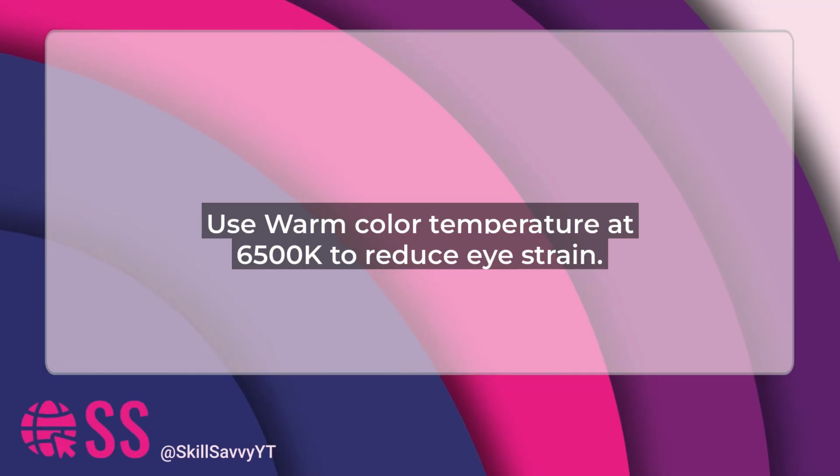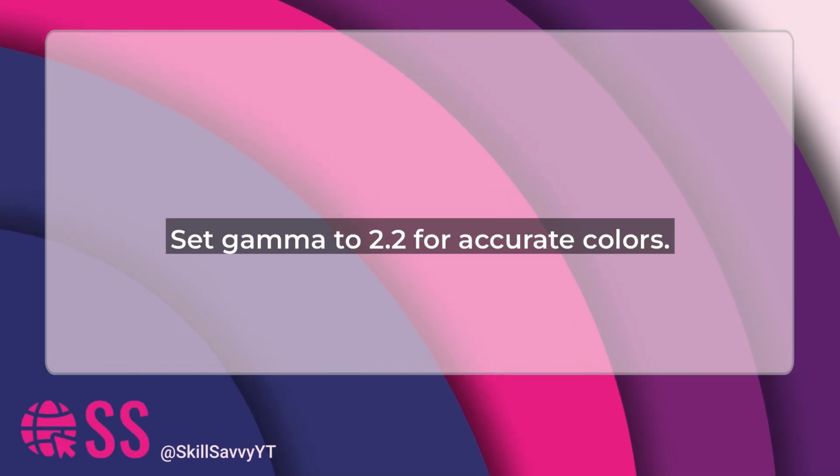For color temperature, go with the warm setting at 6500K to reduce blue light and prevent eye strain during long sessions. Don't forget gamma. Set it to 2.2 for accurate color representation, which is ideal for most modern content.